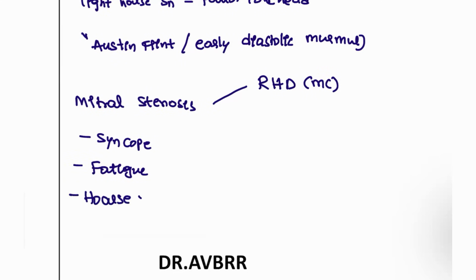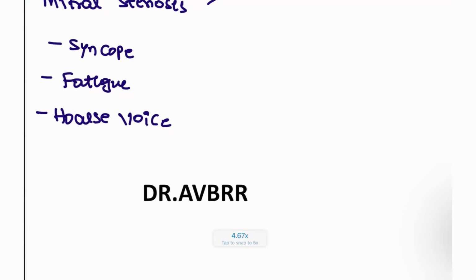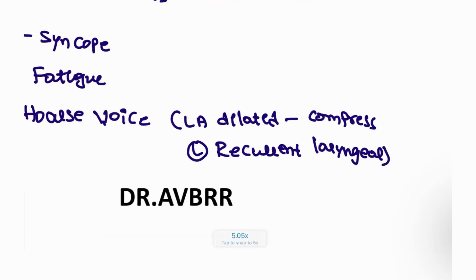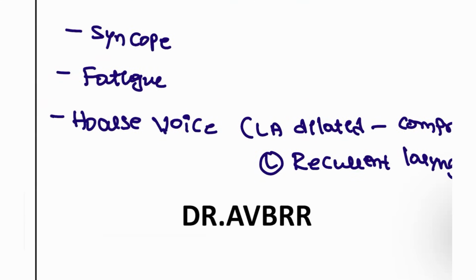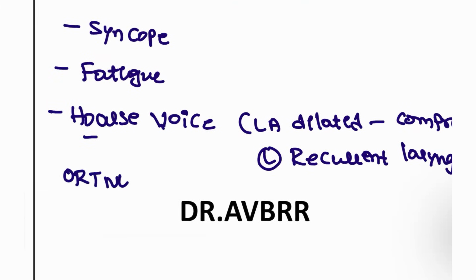Why is this hoarse voice seen in patients with mitral stenosis? Because when there is mitral stenosis, obviously there will be left ventricular hypertrophy, or the left atrium is dilated. This will compress the left recurrent laryngeal nerve. When it is compressed, it will cause the hoarse voice. So this syndrome is known as Ortner syndrome. Okay, this syndrome is known as Ortner syndrome.